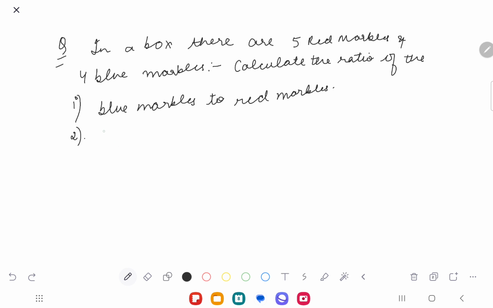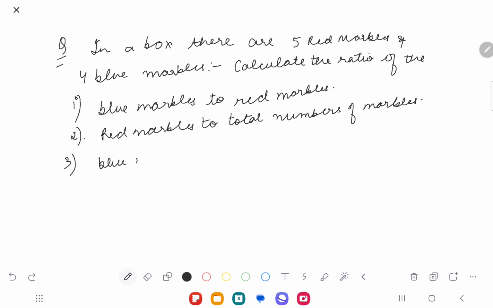Second would be calculate the ratio of red marbles to total number of marbles. Red marbles to total number of marbles. Are you understanding? Third would be blue marbles, blue marbles to total number of marbles. Right, Adam? Right.